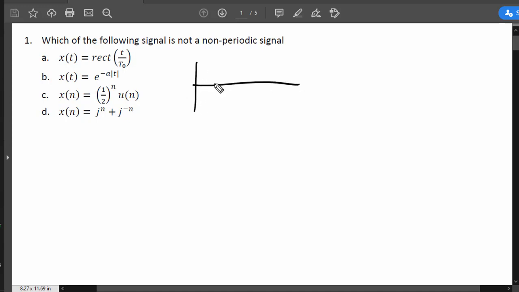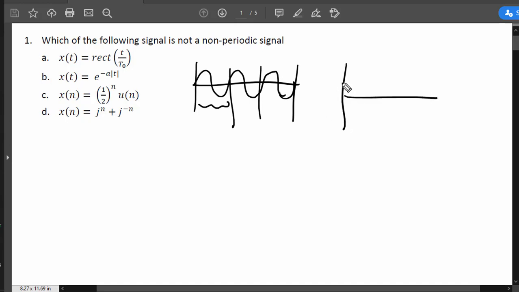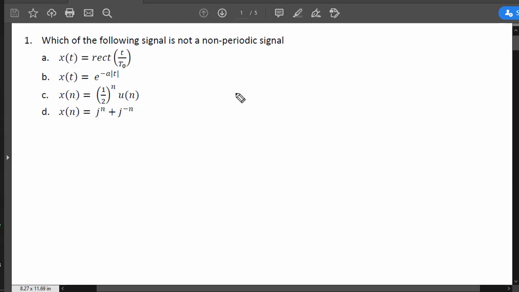So for example, if you take this sine wave, this pattern is repeating, this pattern is repeating, and here it is repeating. Correct? If you take a cosine wave also, it is repeating here, and repeating here, right? So what is the definition? If a signal repeats itself after a particular time interval, then the signal is periodic. So there is a condition for a periodic signal, x of t is equal to x of t plus T.